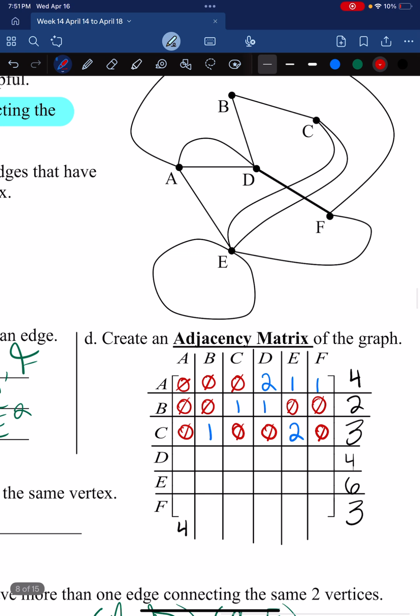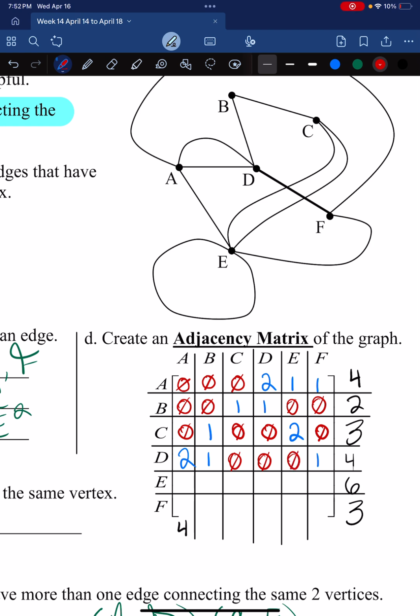Now, I know you're like, oh, I can do the rest myself, but let's just go ahead and work it out together. A to D was 2 times. D connects to B 1 time. D connects to F 1 time. The rest are zeros. Add that up, it equals 4.